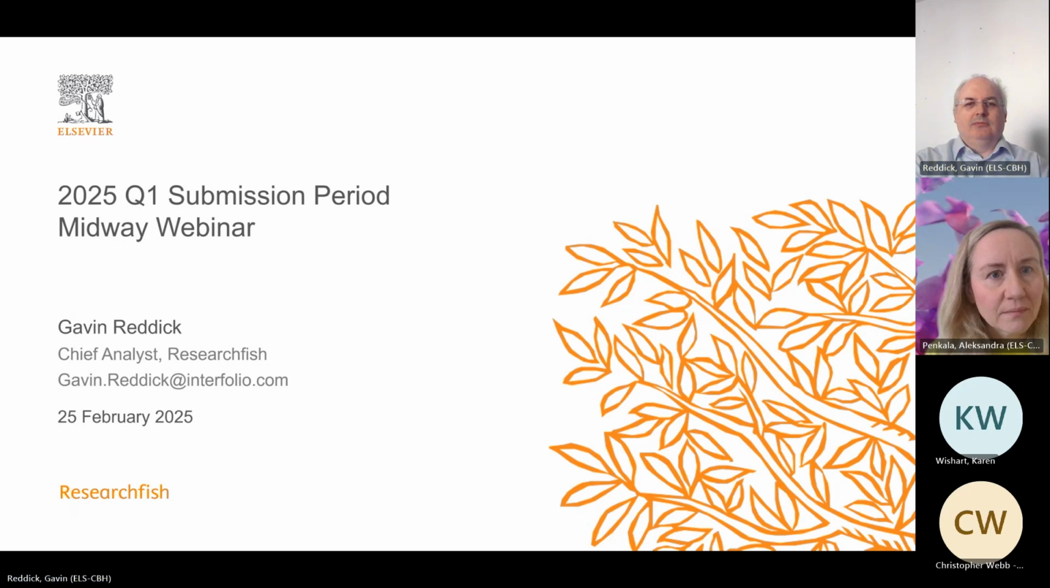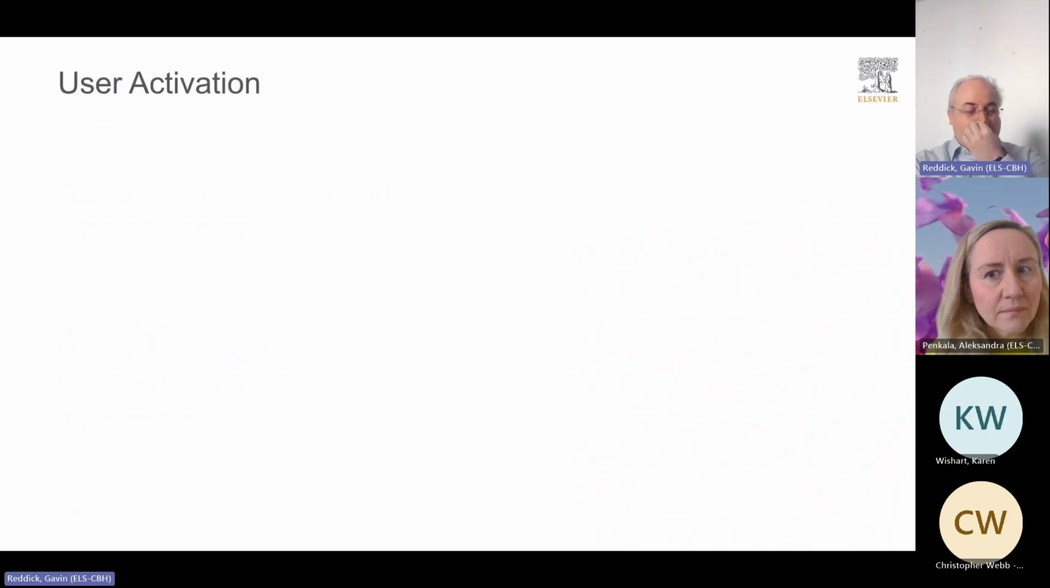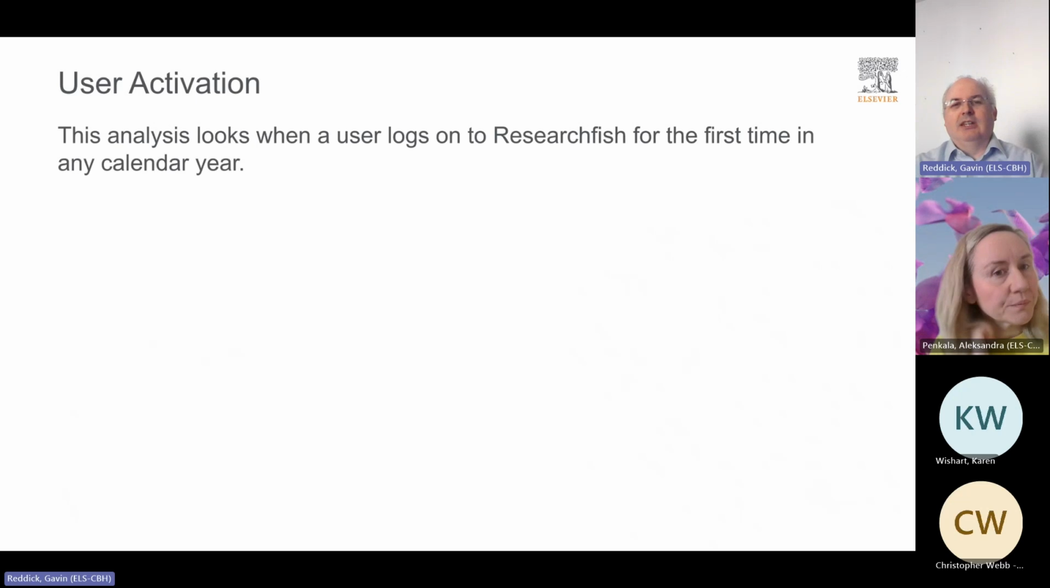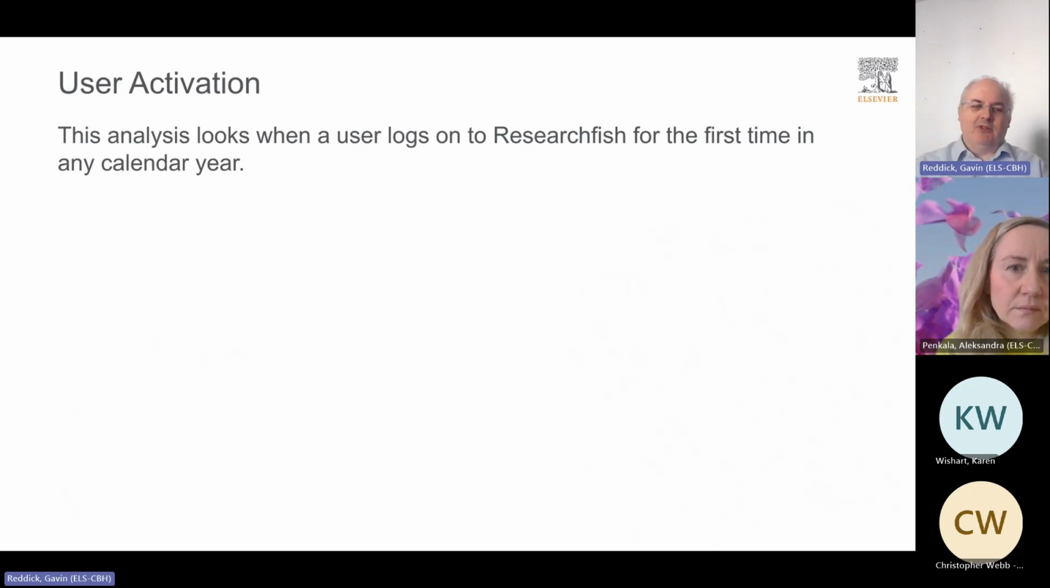So as I say, we're going to go through a number of different types of things that we typically go through. The first is what we call user activation. User activation is what we call when a user logs on to Researchfish for the first time in any calendar year. So this means it zeroes out at the end of the year. And then from January 1, we count each new login for the first time that user is active. This gives us an idea of how many people have started doing different activities as part of the submission process. So step number one, people need to log in. And so this is why we look at this.